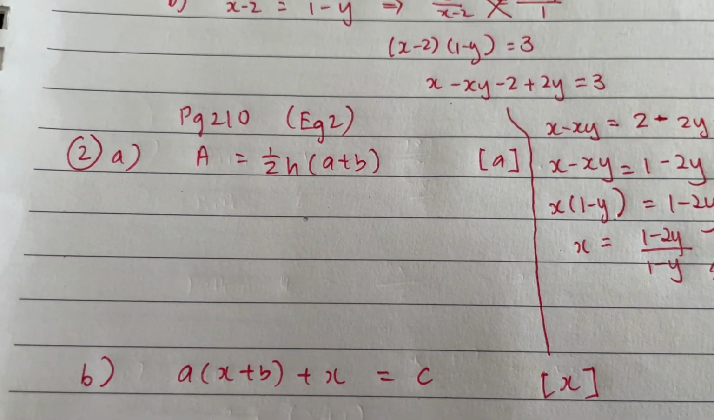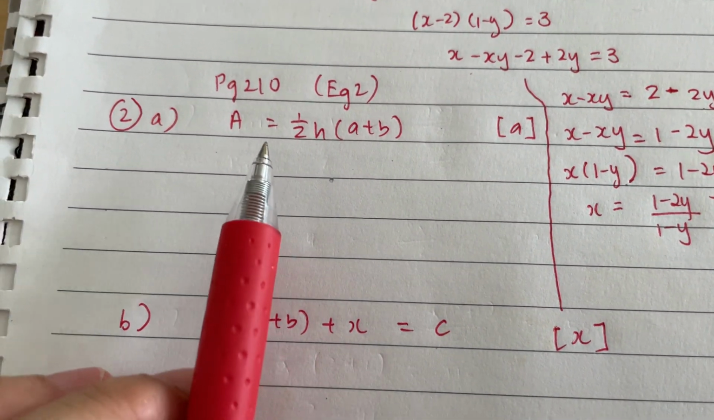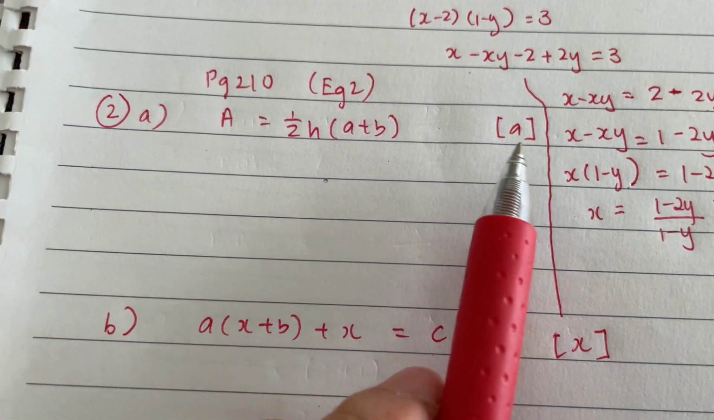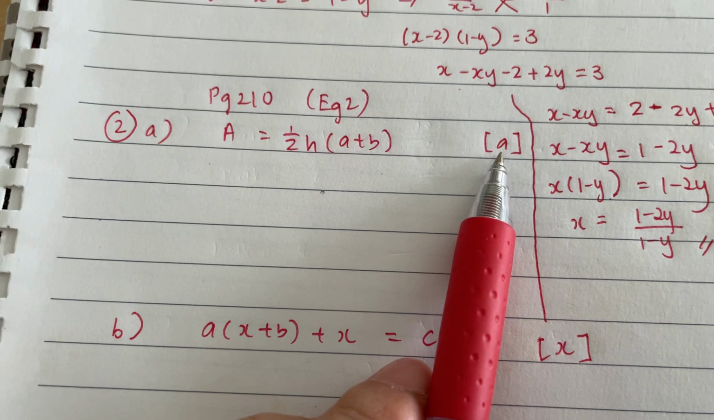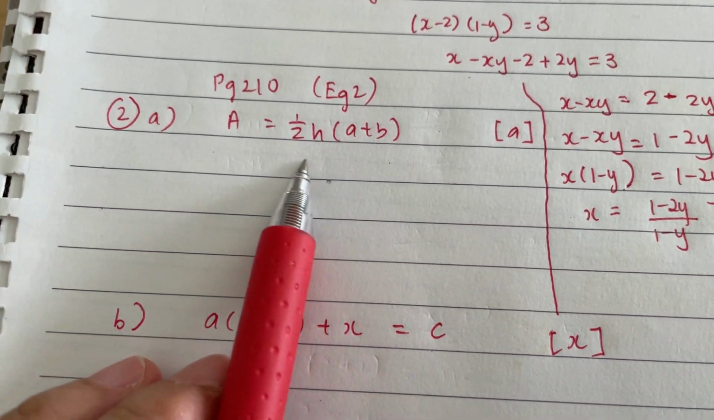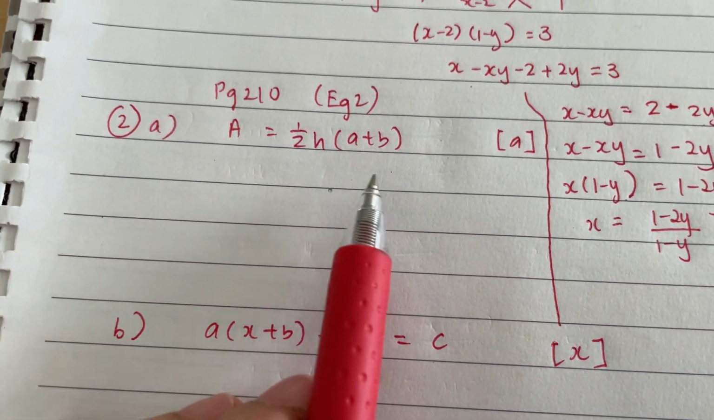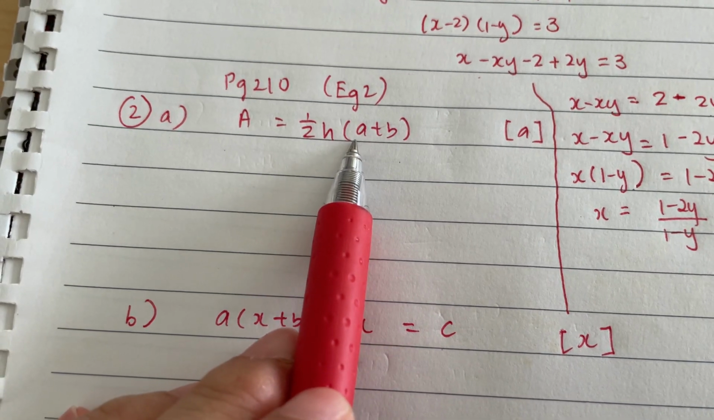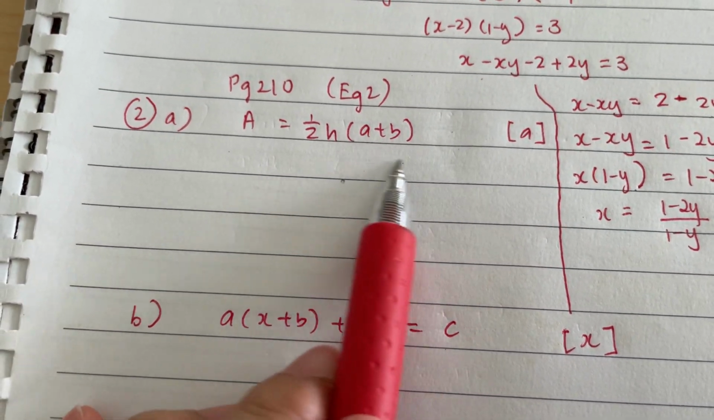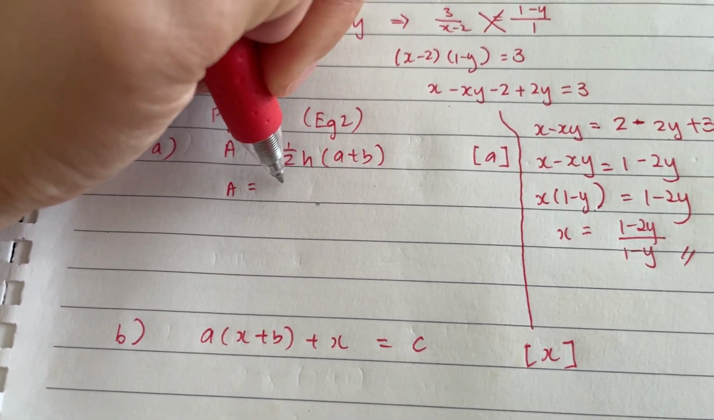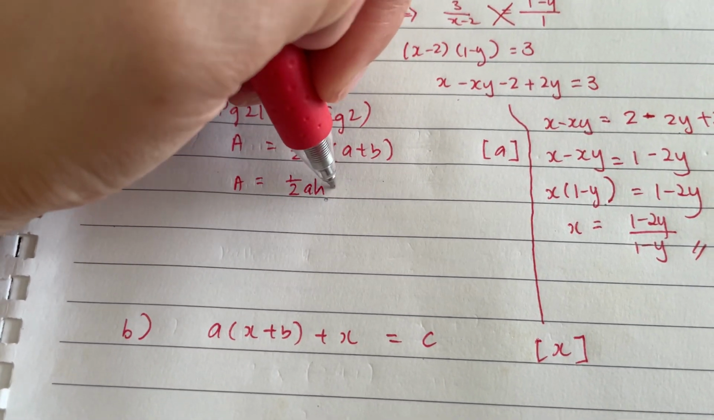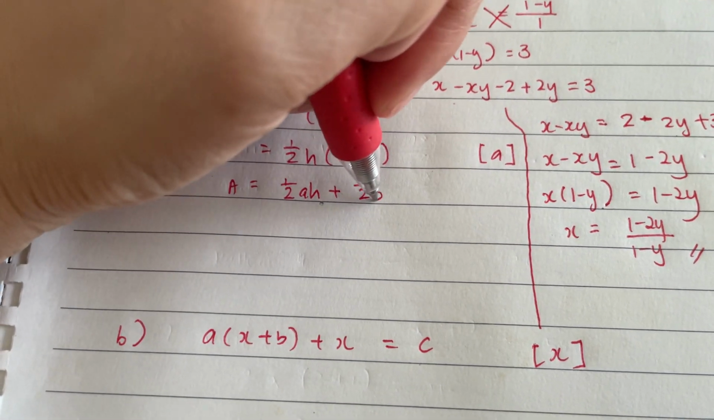Next part, let's take a look at page 210, worked example 2. And here, the unknown or the variable to be made the subject is small letter a. So in this case, what can we do? What we can do first is to get rid of the brackets by expanding the right hand side. So when we expand the right hand side, it will become half aH plus half bH.